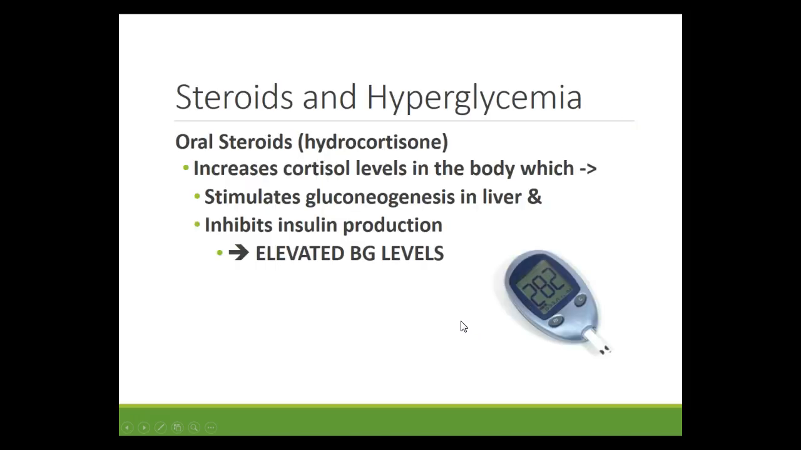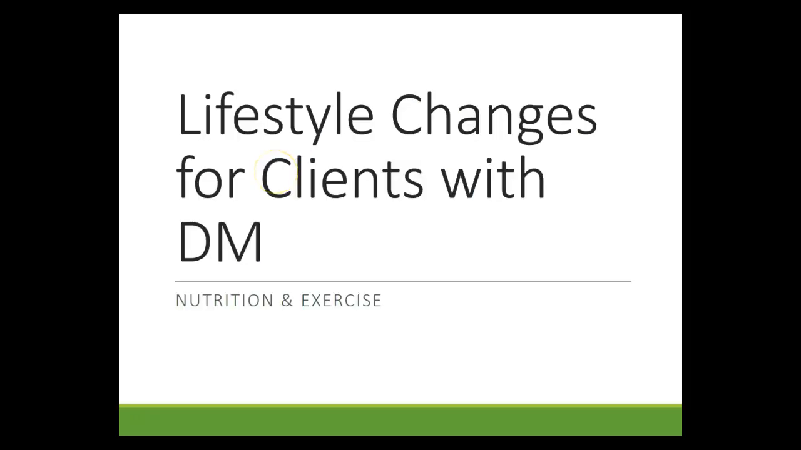Steroids and hyperglycemia. So what happens is it increases the cortisol levels in the body, which stimulate gluconeogenesis in the liver and inhibit insulin production, which leads to elevated blood sugar levels. So patients with diabetes need to monitor more often and basically compensate through medication to manage their blood sugars.